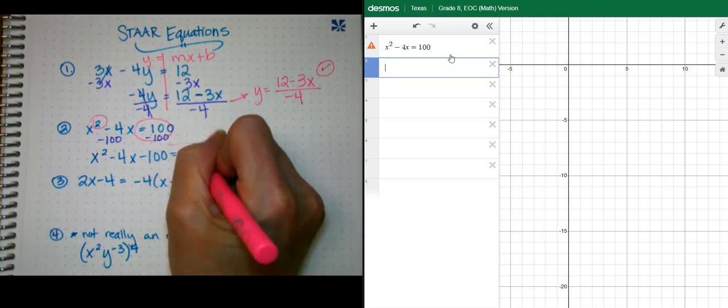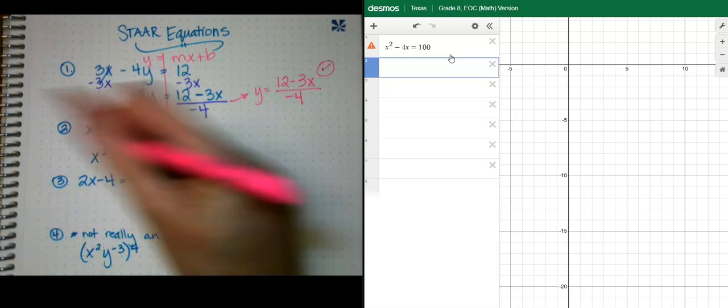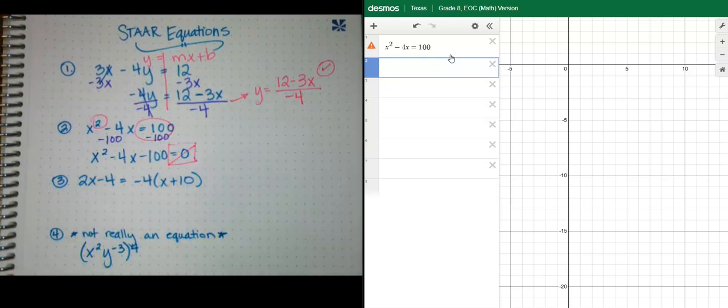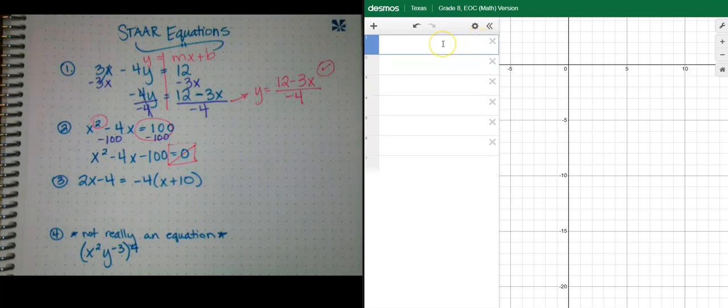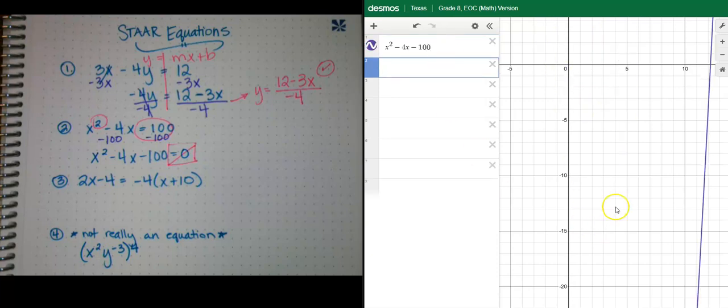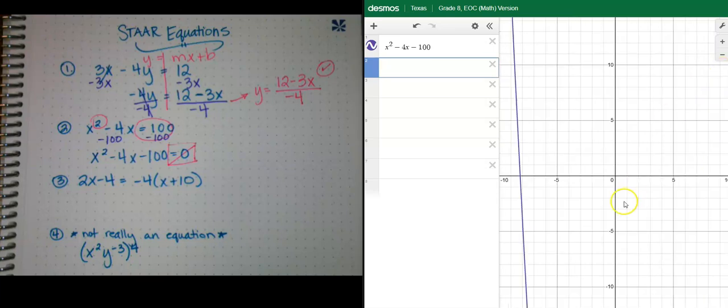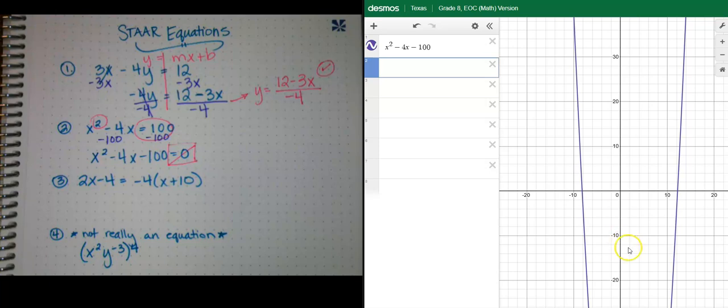Now the key here is you don't graph that part. It's equal to 0, we don't need it. So now let's try that again. Now I have x squared minus 4x minus 100. And now I can graph it. Make sure to go back to default and then zoom out so you can see the whole thing.